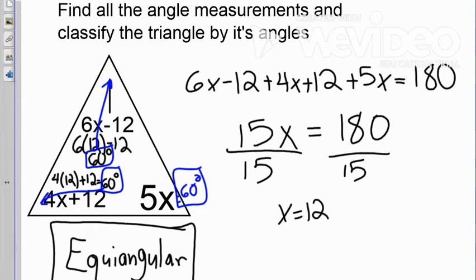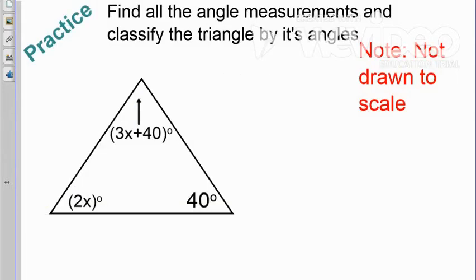So again, we knew that we could add up all the angles here to have them equal 180. We solved for x and then plugged them back in to find the angle measures given those expressions. Okay, if that went too fast, just go back, rewatch. Otherwise, please feel free to let me know if you have any questions. Okay, so now it says find all the angle measures and classify. So it's the same thing. I want you guys to try this one on your own. Pause it, and then we'll come back and answer.